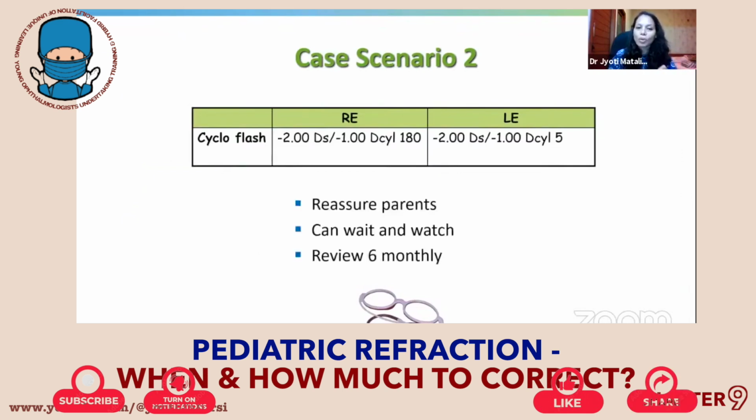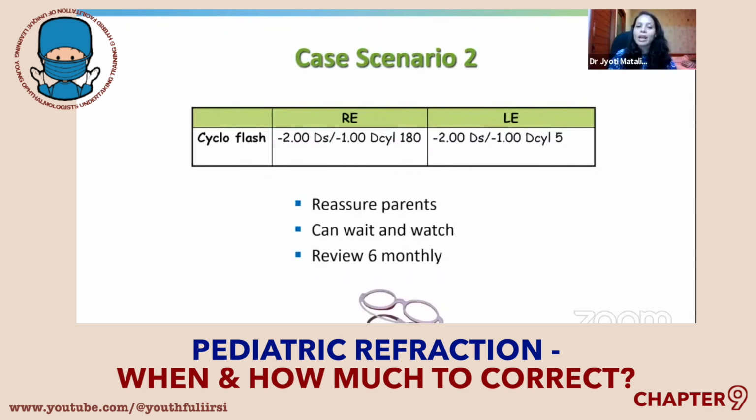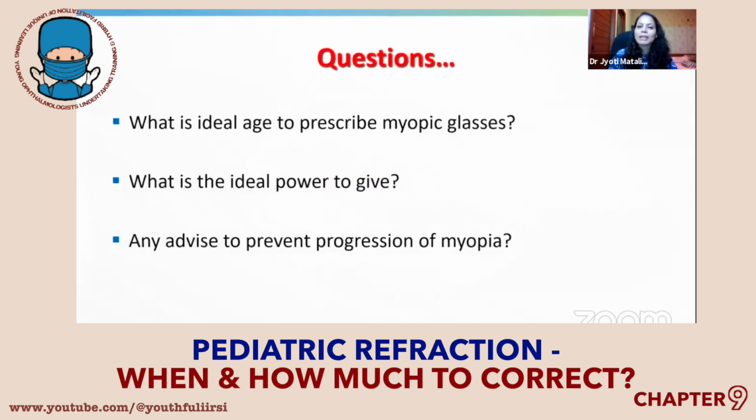Because for this child, all he's interested in is close viewing. For him, his life is really in close quarters. You don't really have to worry about 6/6, so you don't need to give glasses, but you have to review him 6 monthly and tell the parents not to addict him to gadgets, because that's the common thing which is coming up now. So then the question arises, what is the ideal age to prescribe myopic glasses?